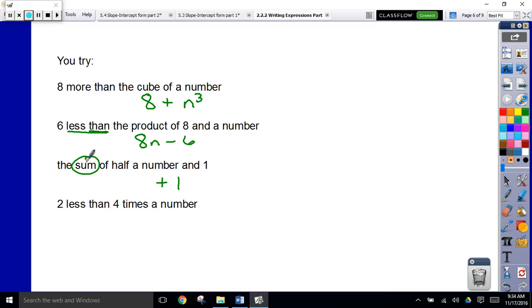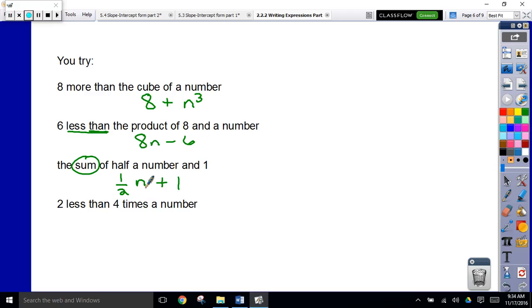How else, Mackenzie? I did 1 plus 1/2. Okay, so you did 1/2 or 1/2. We could write 1/2 n. That would be half of a number. Or you can write n over 2. You can do n divided by 2. That also means half.